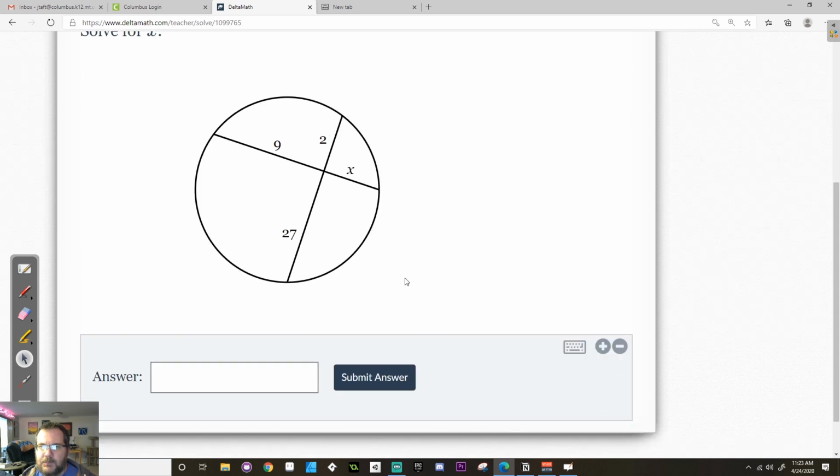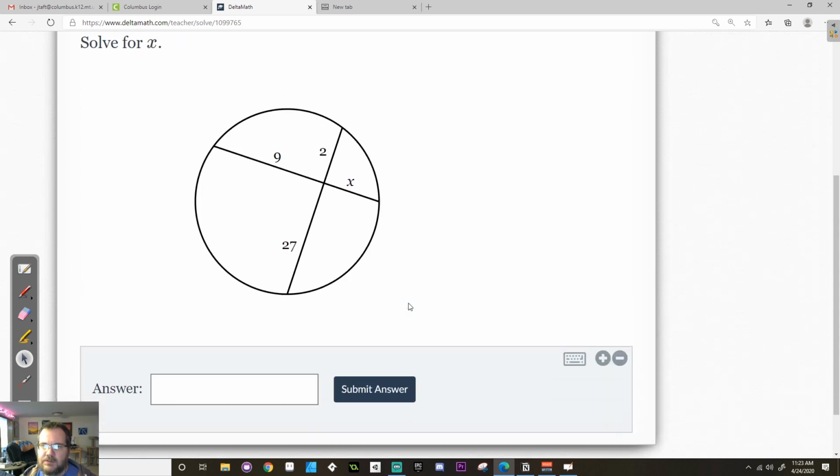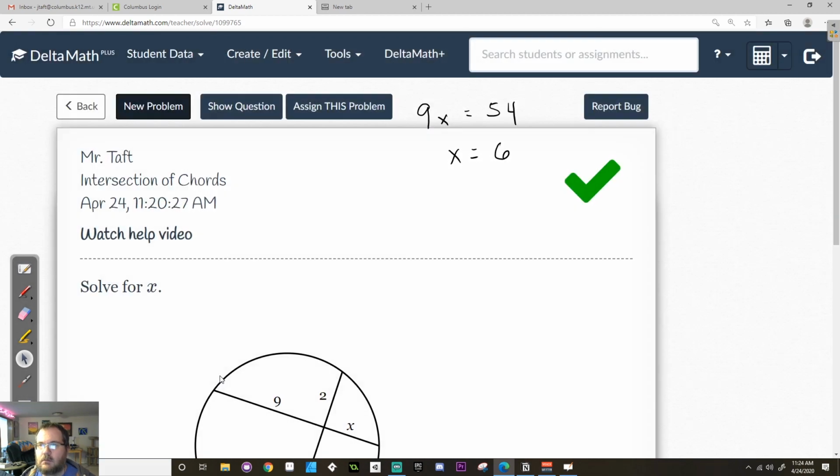So for this one, we've got this circle set up here. So we want to solve for X. So I want to do the product of the two sections are equal to each other. So 9 times X is going to be equal to 2 times 27, which means that X is equal to 54 divided by 9, which is 6. And let's check to make sure I'm right. It would be funny if I weren't, but here we go.